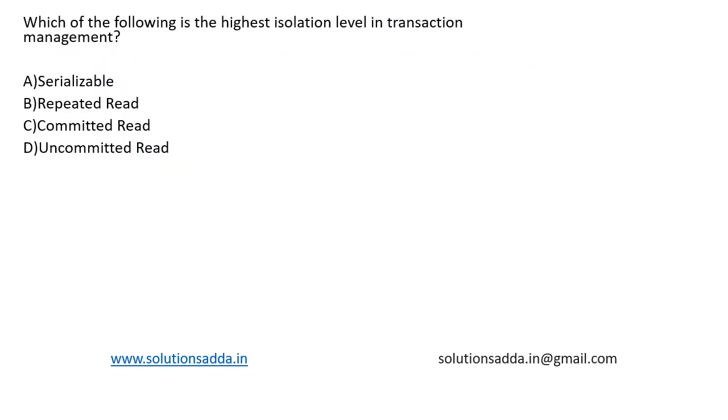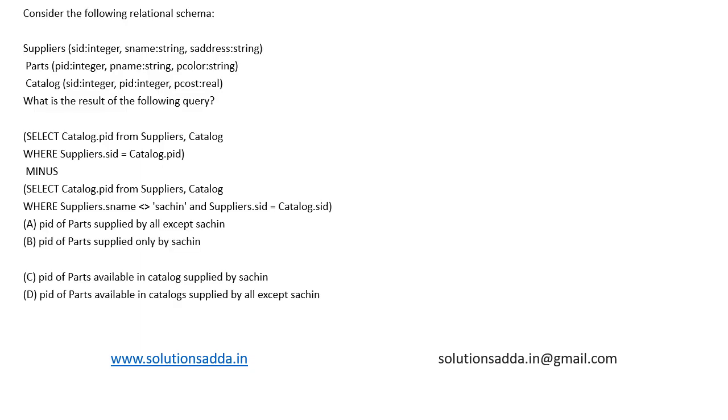This is a question from DBMS. Which of the following is the highest isolation level in transaction management? Serializable, repeated read, committed read, uncommitted read. The right answer here is option A, serializable. Serializable is the highest isolation level which guarantees the transaction to be serializable. Serializable execution is defined to be an execution of operation in which concurrently executing transactions appear to be serially executing. So it is the highest isolation level in transaction management. Option A, serializable.